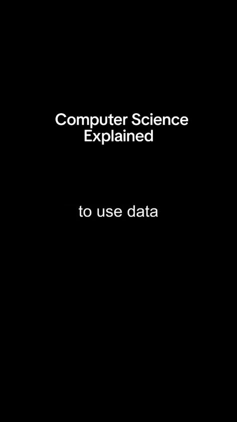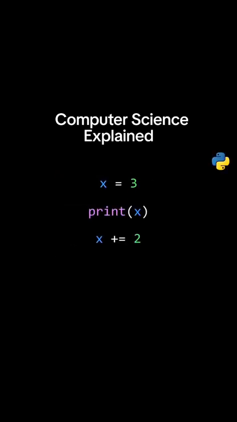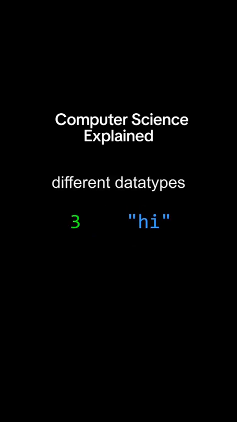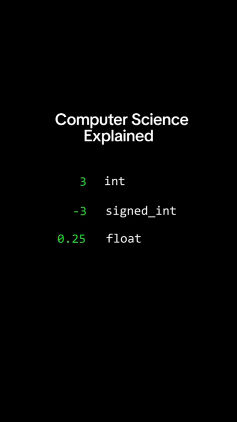The most basic way to use data is with variables, which assigns a value to a name which can then be reused and modified. Depending on the value, variables can have different data types. For text, there's single characters and strings of multiple characters. For numbers, there's integers which can also be signed if they're negative, and floating point numbers for decimal values.